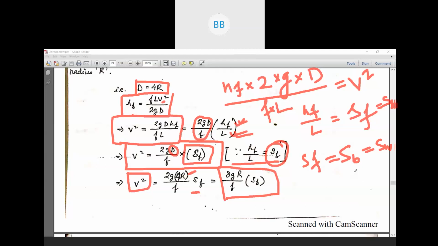Please write down these expressions, okay, step by step. Here you can write this condition, okay. When there is SF and you have replaced that SF by SB, you can write this condition here. Since SF equal to SB equal to SW for uniform flow. You can write this condition, okay.